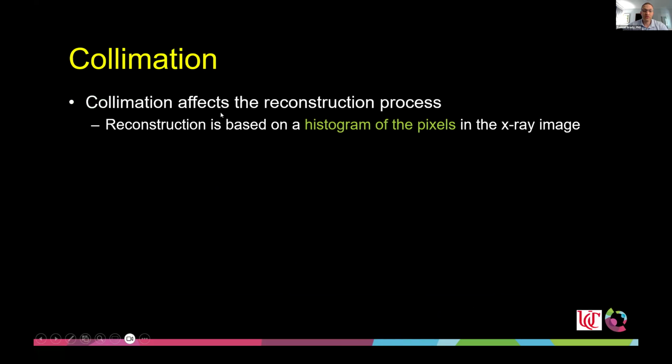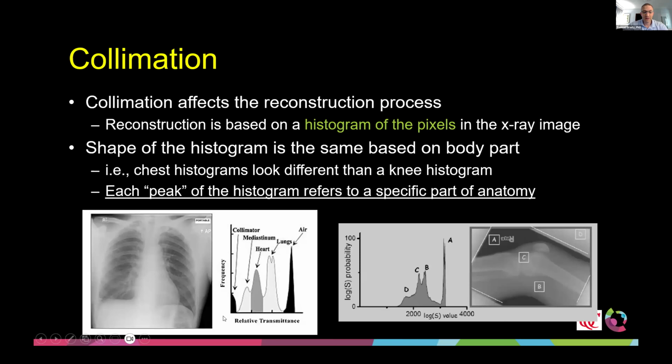Collimation also directly affects the quality of the reconstruction of the image. And that's because when you acquire the image, the detector reads out the signal, and the first thing it does is create a histogram of all of the exposure pixels. And the histogram is unique to the shape or location of the anatomy you're imaging. So a chest radiograph histogram looks uniquely different than, say, a knee x-ray histogram.